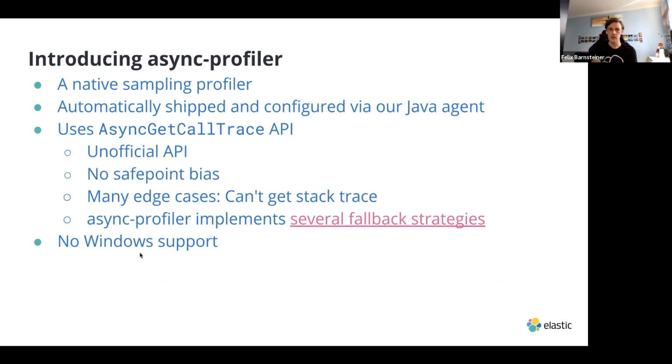So one downside of async-profiler is it has no Windows support. It's a native profiler, and this AsyncGetCallTrace API is also a native API within the JVM. So you can't just call it from within Java code.